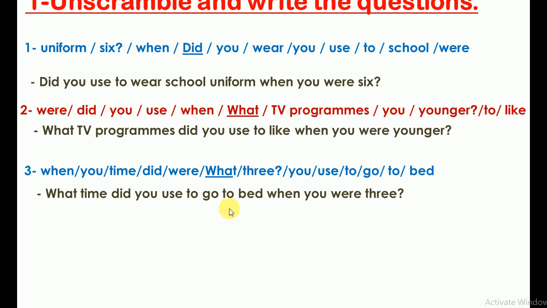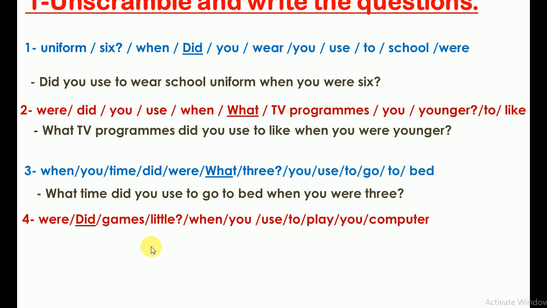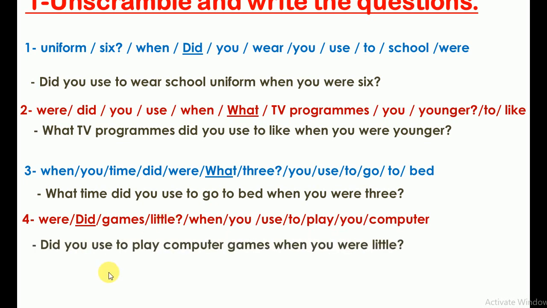Good job. Smart boy. Number 4, the first word is did, and the last one is little. The one that is followed by a question mark. So the answer is, excellent. Did you used to play computer games when you were little?